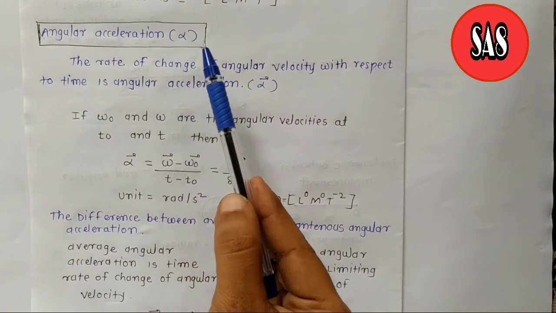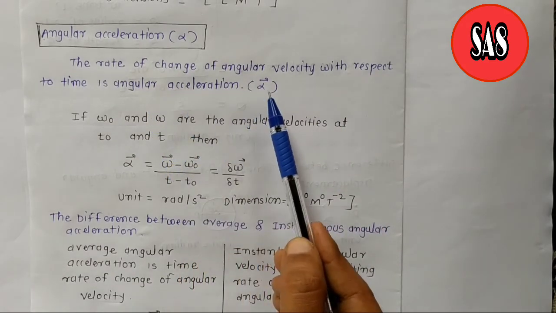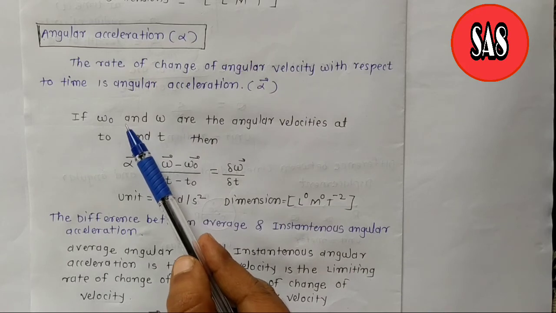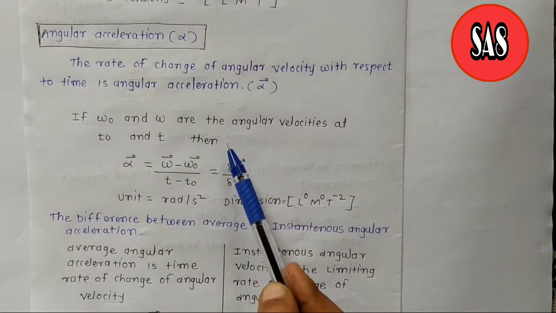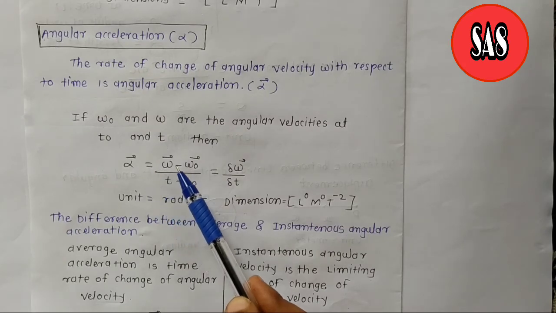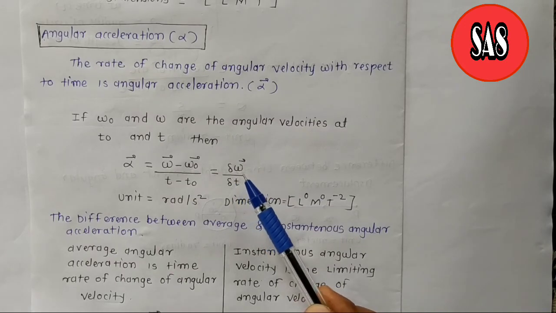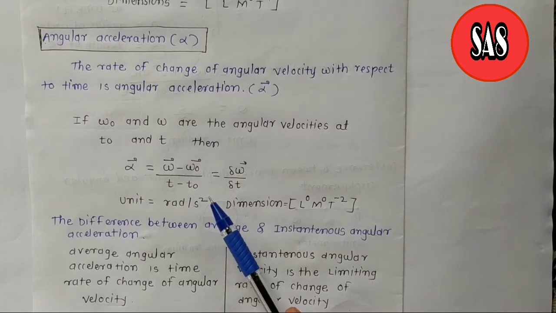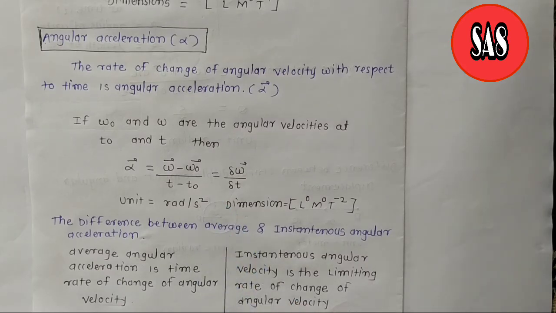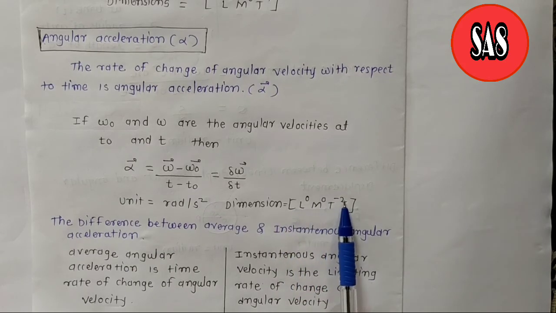Angular acceleration, denoted by alpha. The rate of change of angular velocity with respect to time is the angular acceleration. Suppose omega naught and omega are the angular velocities at t naught and t, then the angular acceleration alpha becomes omega bar minus omega naught bar upon t minus t naught, which is equal to delta omega bar upon delta t. The unit of angular acceleration is radian per second square, and the dimension of angular acceleration is L0, M0, T raised to minus 2.